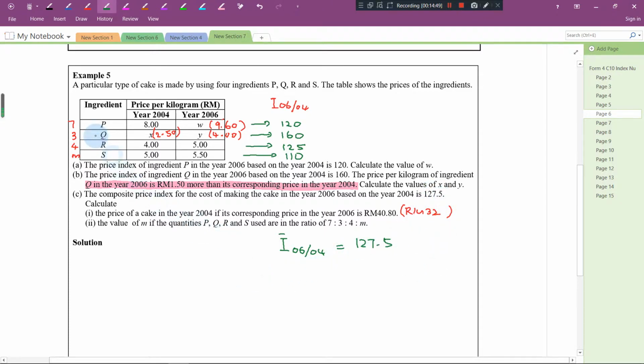Which is equal to 127.5. 7 times 120 plus 3 times 160 plus 4 times 125 plus M times 110, so I just write 110M, divided by the total weightage, which is equal to 7 plus 3 plus 4 plus M.